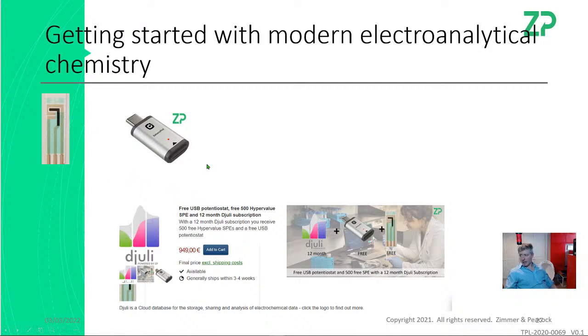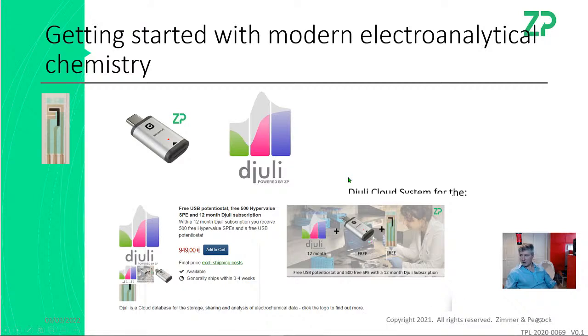So we are shipping something like 500 screen printed electrodes and a USB potentiostat and a 12 month license to Julie. The whole package is much lower than people are actually selling just the potentiostats at. So just be really careful out there, depending on where you are globally.